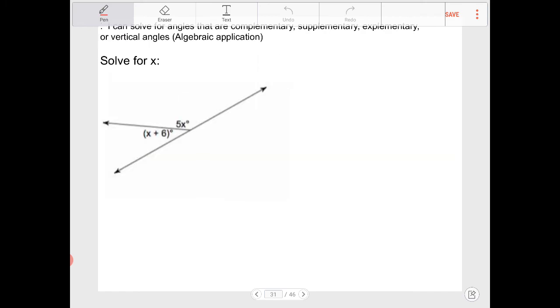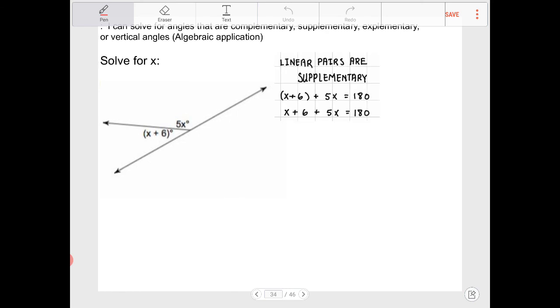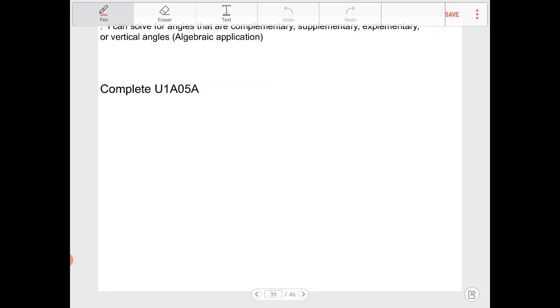Here in this case, I have a pair of angles that form a straight line, so therefore these are linear pairs, and linear pairs are supplementary. So therefore I can say that x plus 6 and 5x should add up to 180. Combine like terms, subtract 6, divide by 6, x will equal 29. And that's it.